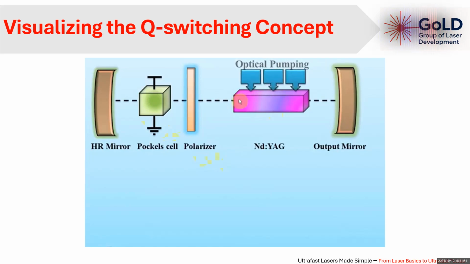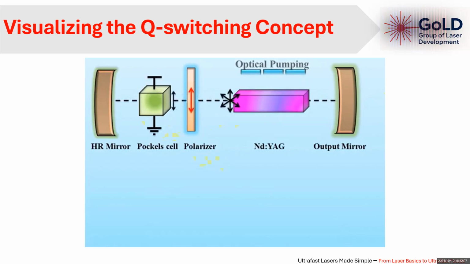Okay, so when the pumping is started, it starts building up. But it's blocked. And now with the passage of time, you will see it's building up, and now, okay, it started moving, but it's blocked here. The polarization is different because of that polarizer.